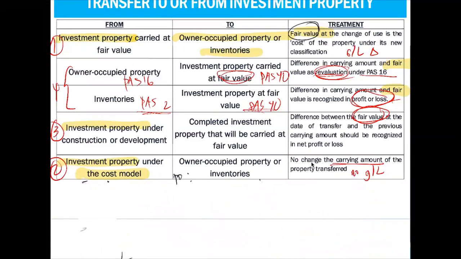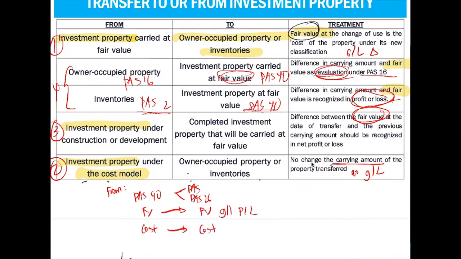So if ever that is from PAS 40 to either PAS 2 or PAS 16, if it is fair value model, you account it at fair value. Gain or loss presented in profit or loss. But if it's under cost model, you will account it at cost.